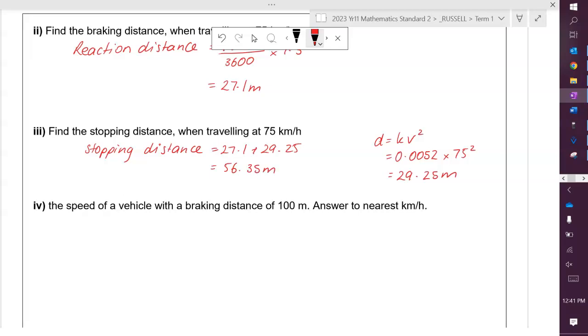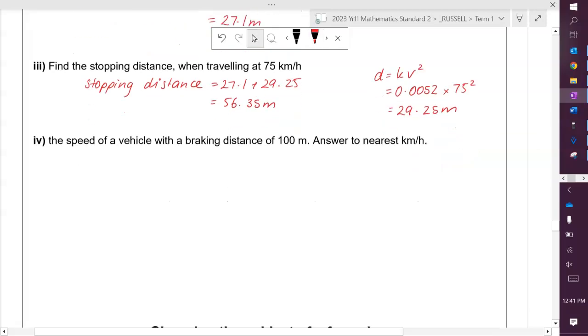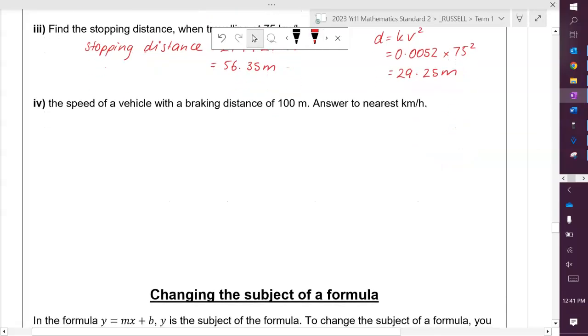So you can see the difference from that first example when we were going 60 kilometres per hour. It took 40 metres to come to a complete stop, whereas adding that extra 15 kilometres per hour, it's taking an extra 16 metres to stop. So it really goes to show how speed can affect your driving and your stopping distance.